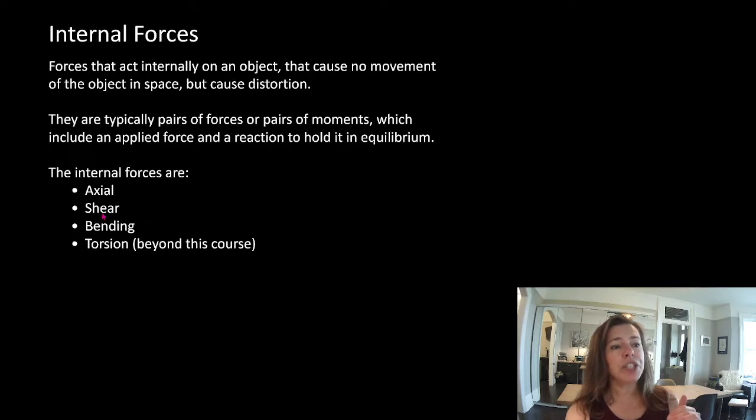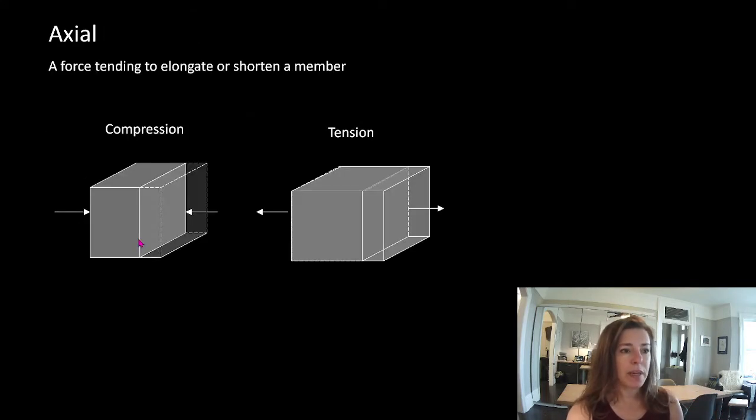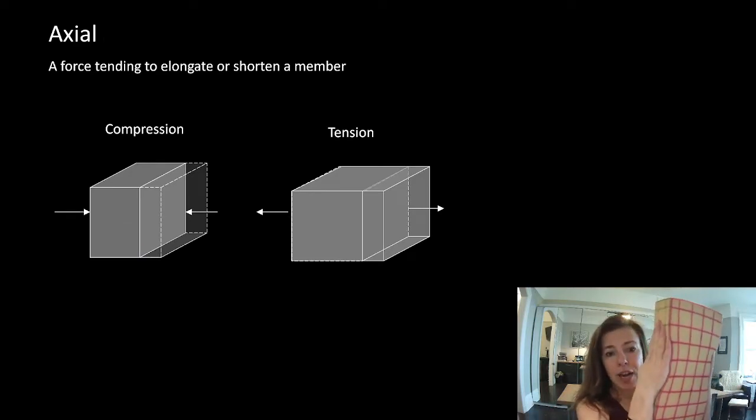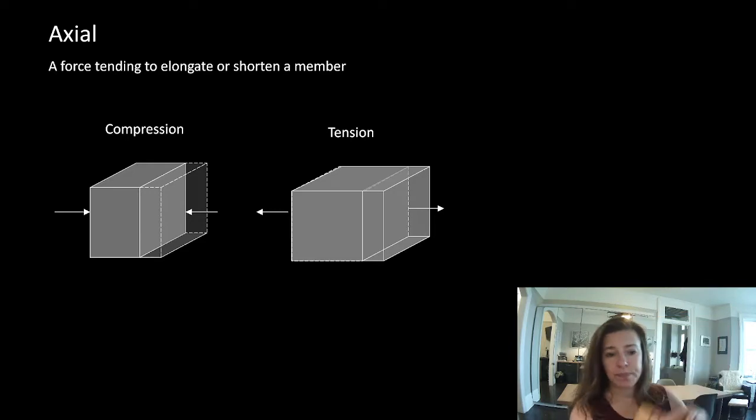Okay, so axial loads we talked about last week. And we know there's shear and bending, and then we've talked about torsion before, but that's a little bit beyond the course. So axial forces were easy. That was compression and tension.